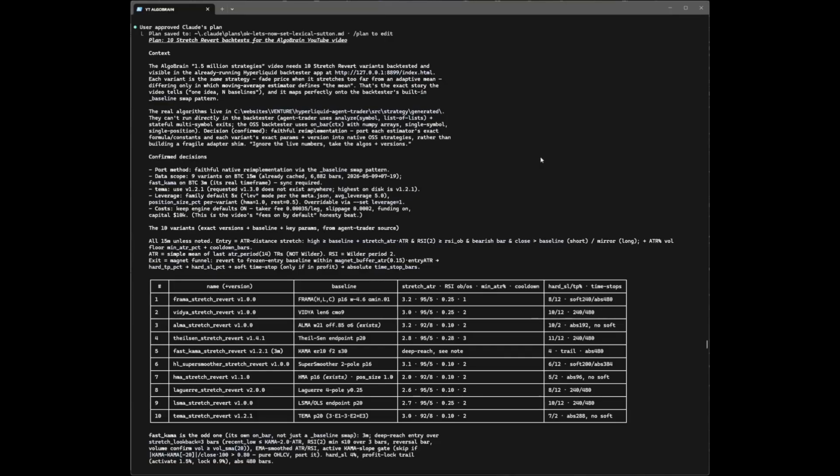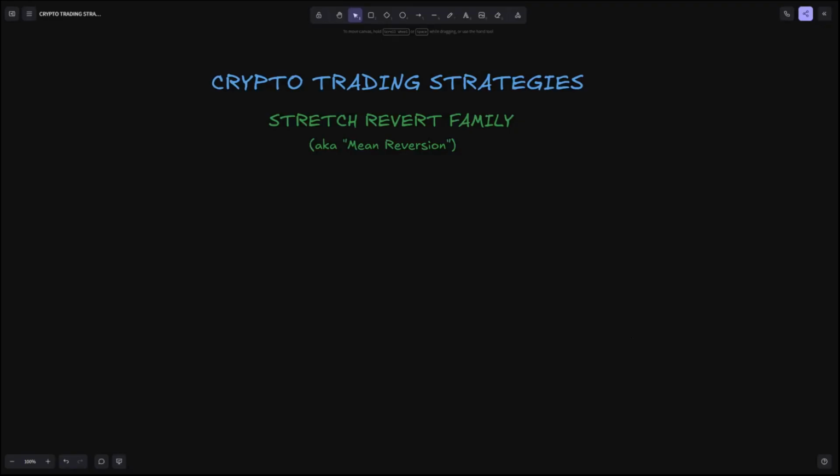So I got Claude Fable 5 to generate 10 different variations of the Stretch Revert trading strategy using the AlgoBrain. So you can see in the AI terminal, this is the plan for creating the strategy. So here's a simple explanation of how the Stretch Revert trading strategy actually works.